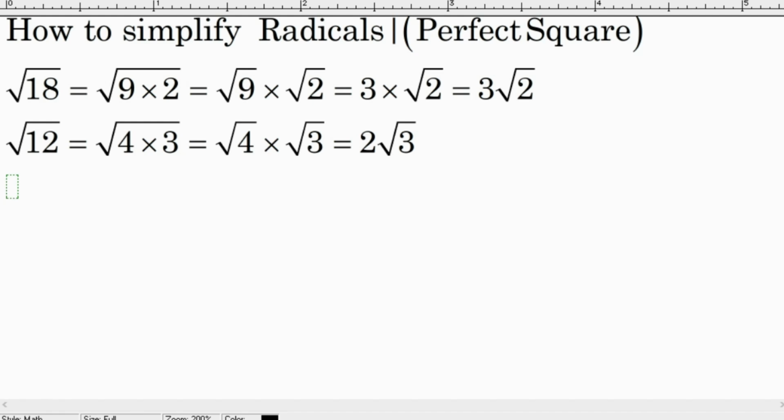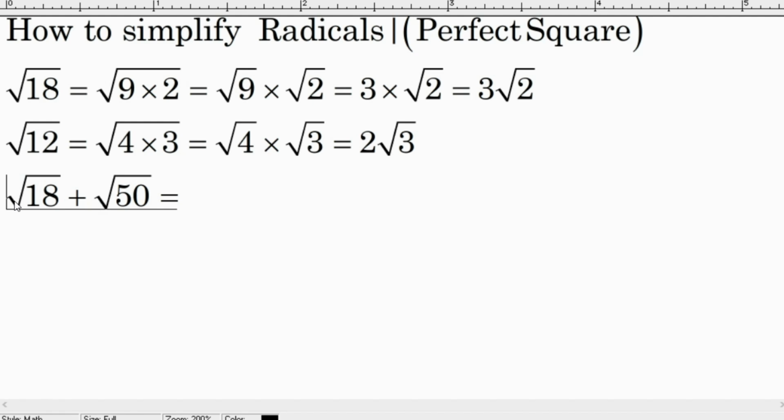Let's move on to the next one. If we have the square root of 18 plus the square root of 50, how can we calculate this?